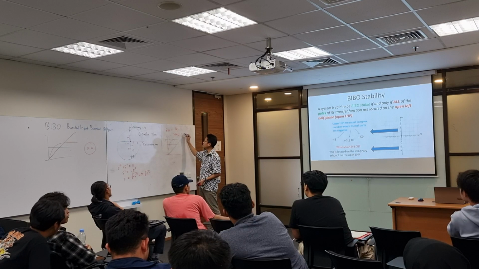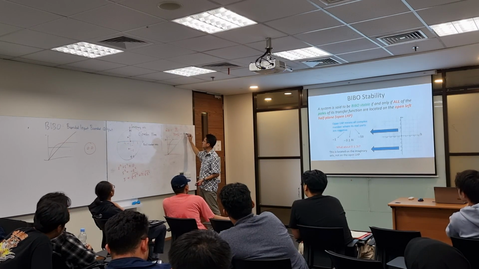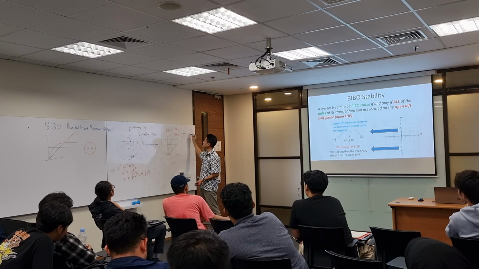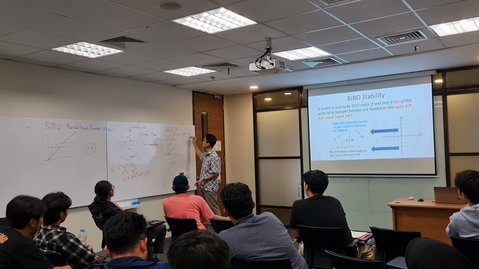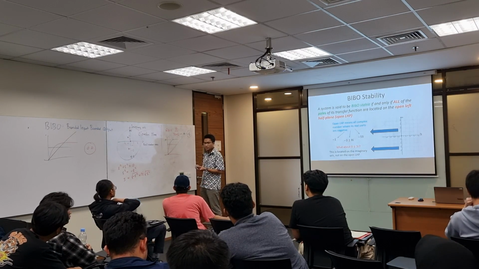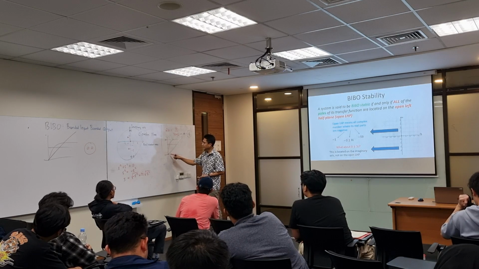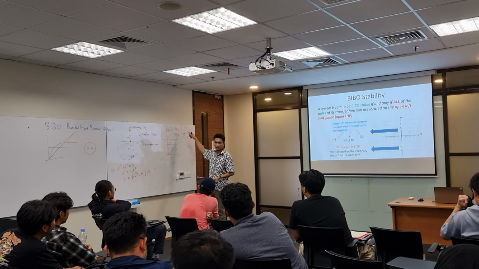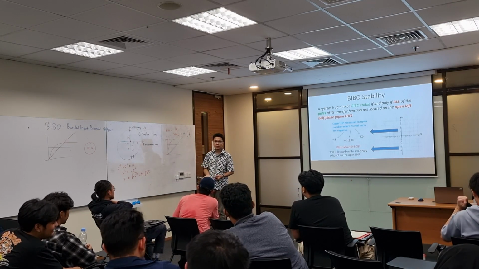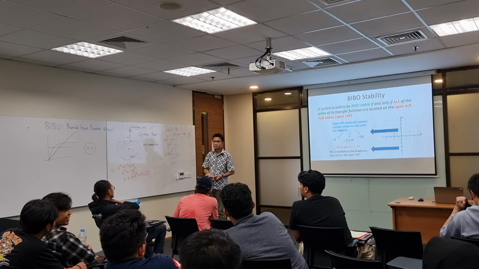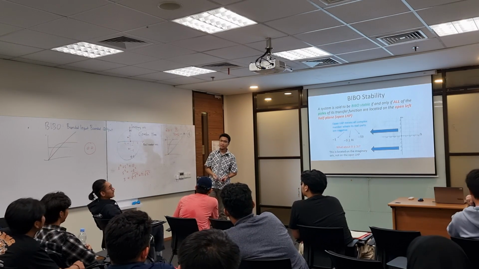What is the pole here? Pole at minus 1. Okay, this is stable. So a stable system can have output that goes unbounded if the input is also unbounded. There is no steady state value.